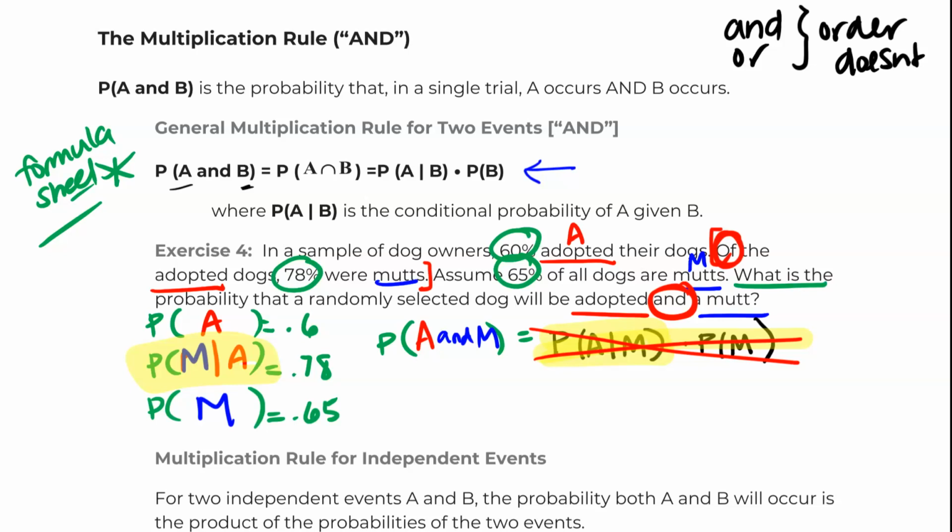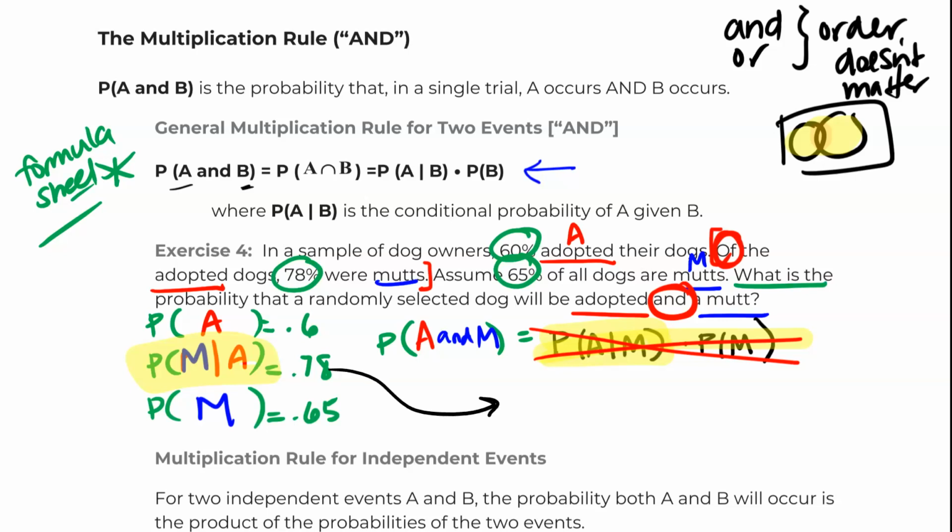Think about your Venn diagram, right? If we have a Venn diagram with an A and a B circle, "and" is just this middle section, and "or" is all the circles. So it doesn't matter which one I say first because they're the same regardless. So mutt and adopted is the same as adopted and a mutt. So it doesn't matter the order, so I might as well choose the one I have to write my formula. So M given A instead.